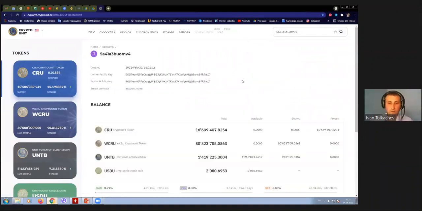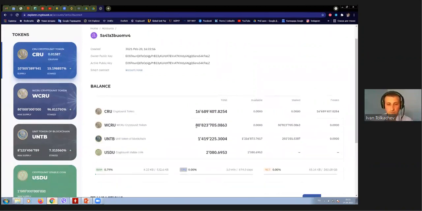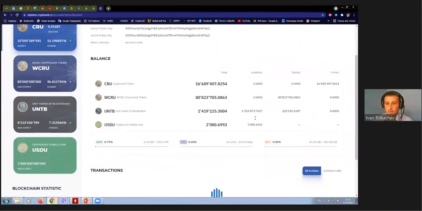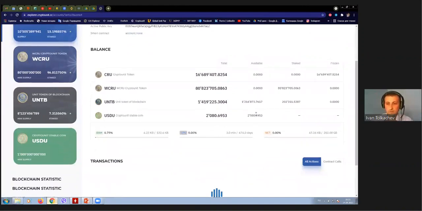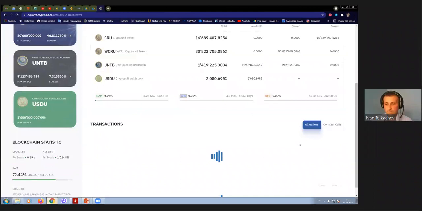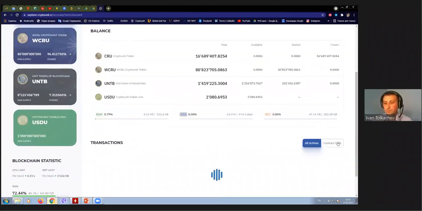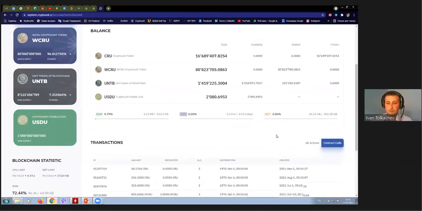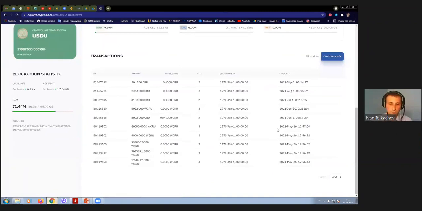I paste it, I click enter, and we get to this wallet. You can see we have CRUs, World CRUs, and part of them are frozen, part of them are unfrozen. How to see the contracts? So-called contract calls. We have transactions for this entire wallet. And on the right, in the bottom, we have the button called contract calls. We click on it, and we get this table over here.